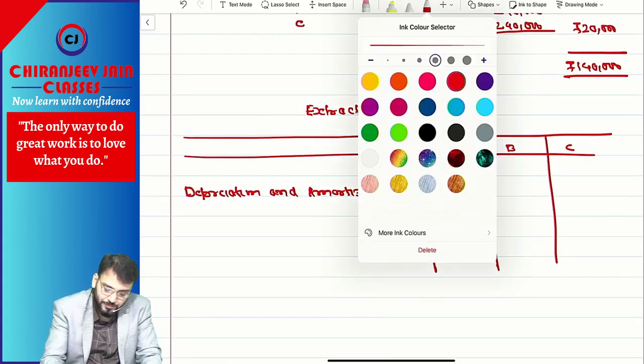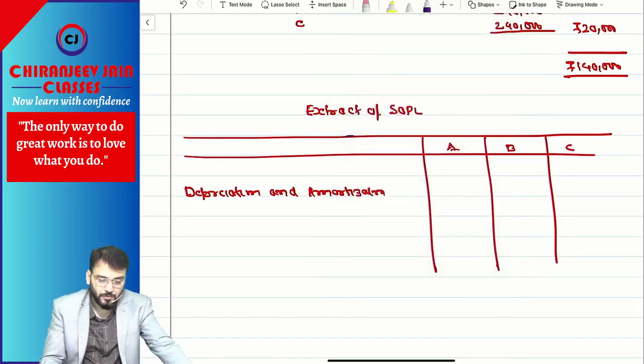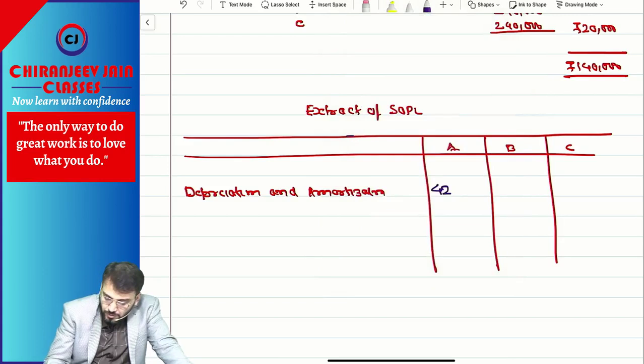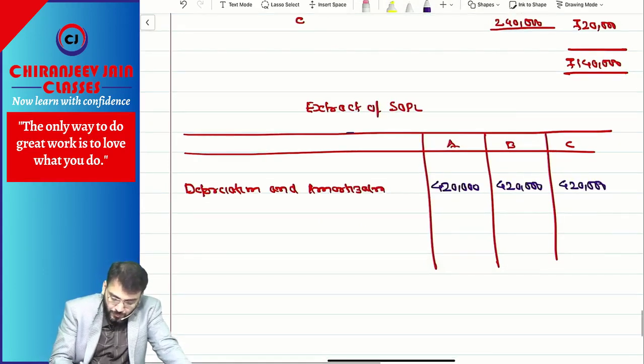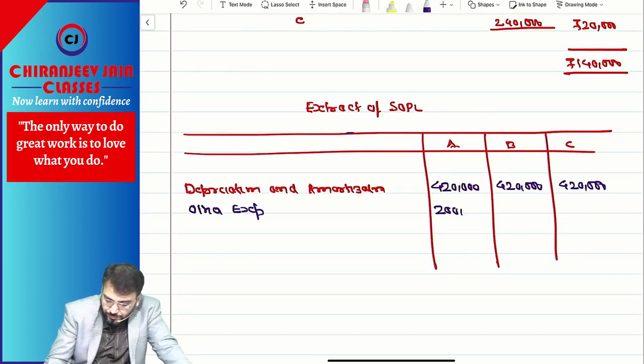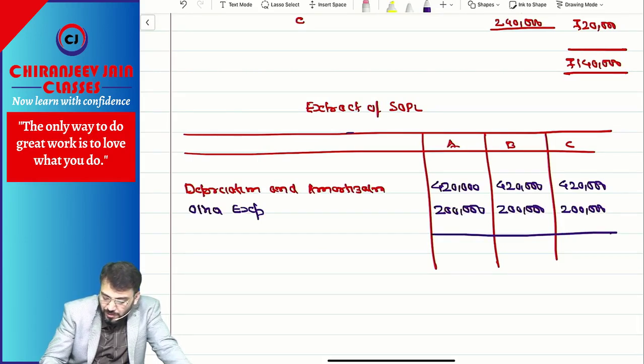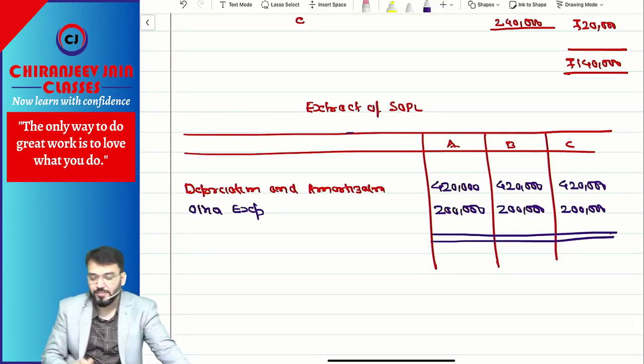Divide by how much? It is 4,20,000. And there is one maintenance cost. You can add on other expense. It is 2 lakh. Understood. Whenever there is an extract, there is no need to total it, because it is only an extract.